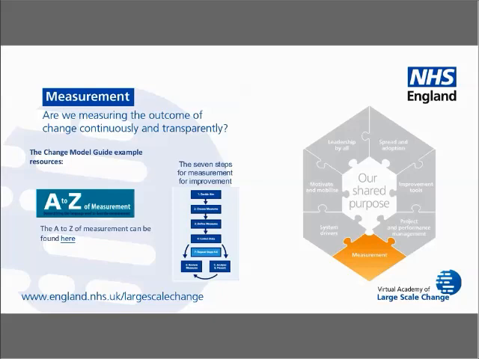and two of them are shared with you on the screens now. So they are the A to Z of measurement and the 7 steps for measurement for improvement, both developed by my colleagues within our former organisation, NHS Improving Quality. And if you'd like to know more about these and other measurement approaches, you can find out more in our Leading Large Scale Change Guide, which, again, hopefully I'll tell you, is within section 4.4 and starts on page 92.